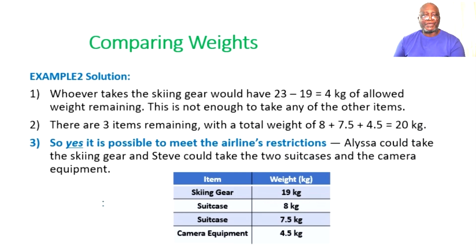Whoever takes the skiing gear would have 23 minus 19, which is equal to 4 kilograms of allowed weight remaining, because their maximum is 23. So if you take the skiing gear, you're still under the maximum weight. There are 3 items remaining with a total weight of 8 plus 7.5 plus 4.5 kilograms, which totals 20 kilograms.